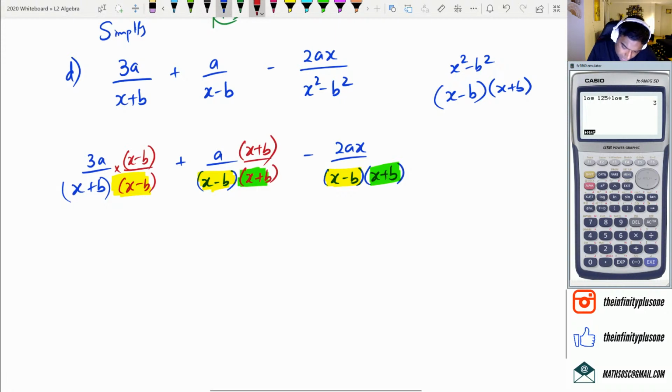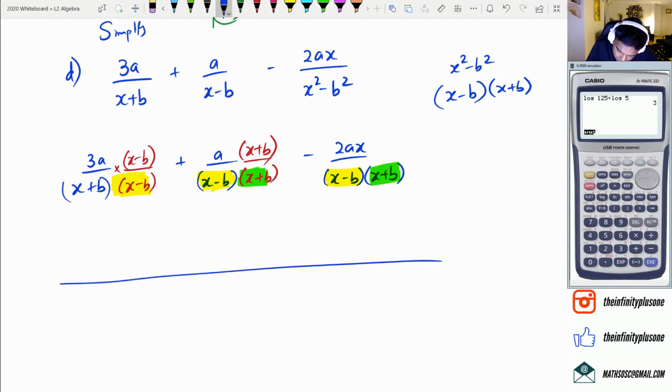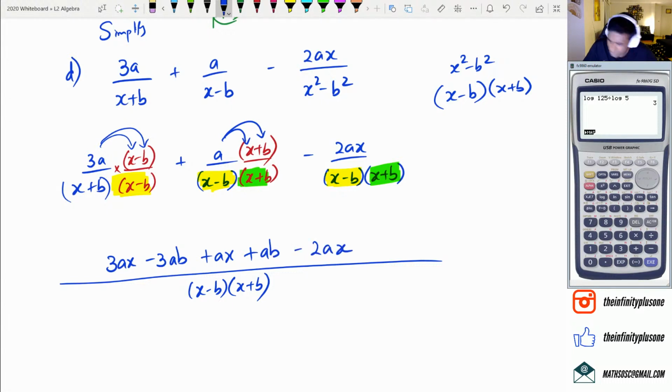So if that's the case, then all you have to do now is you've got everything under x minus b and x plus b, and we're just going to expand the brackets. So we got 3a times x, 3ax, 3a times negative b. Then we've got a times x, a times b, and minus 2ax. So at this point, we are going to collect our like terms, which is 3ax, ax, and negative 2ax.